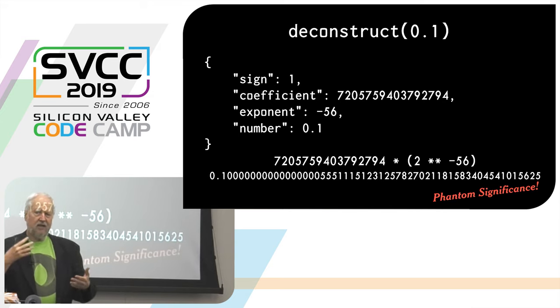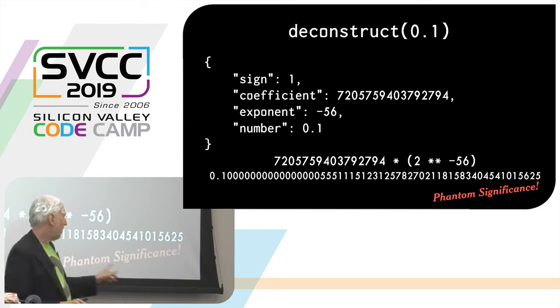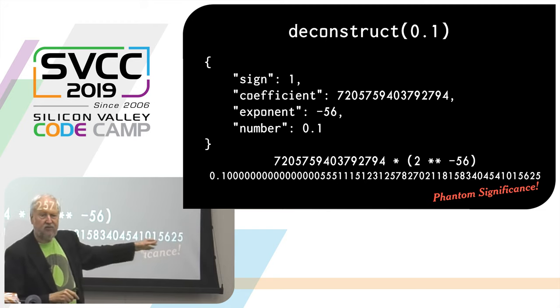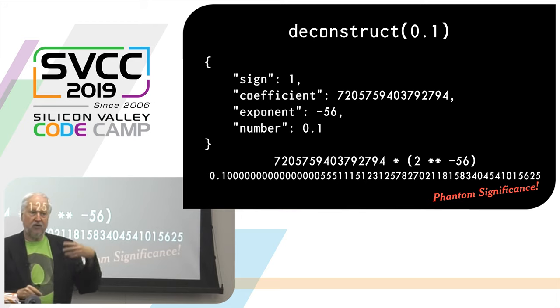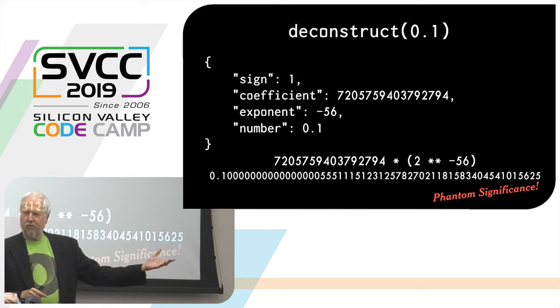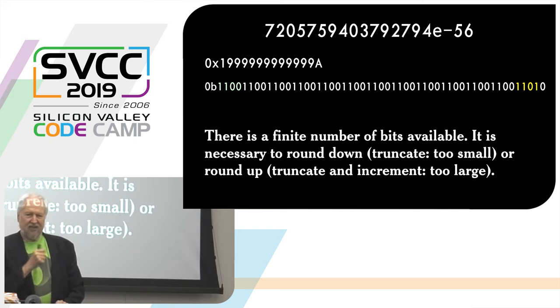It's a Moiré pattern of binary versus decimal. And because it can't exactly represent this thing, we get this crazy expansion, which is meaningless, but it looks really significant. And so you can get a result and you see all of these digits and you go, wow, we are so precise. But there's actually no precision going on here. So what's actually going on?